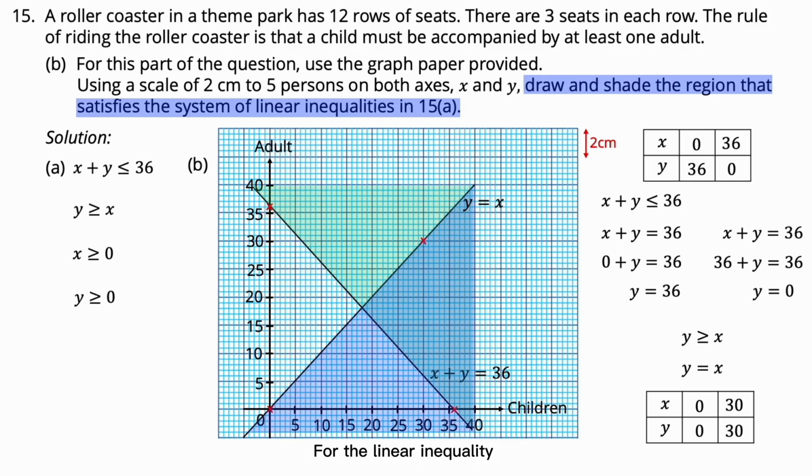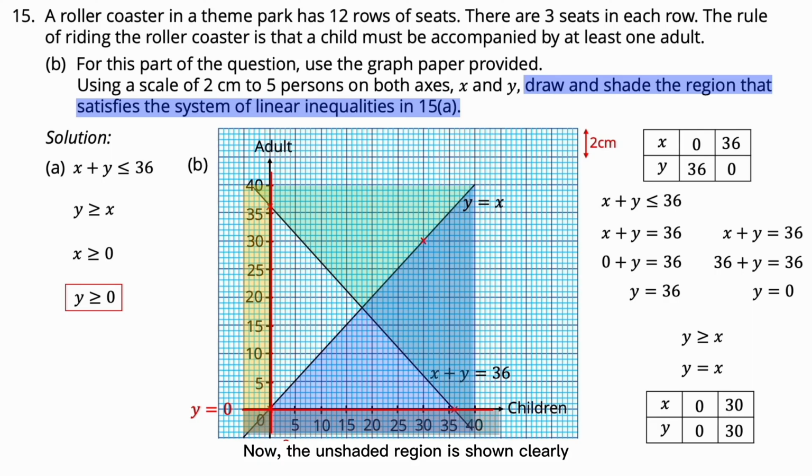For the linear inequality x is greater than or equal to 0, convert it to a linear equation of x equals 0. x equals 0 is a vertical line and it is the line of the y-axis. Draw a solid line on the y-axis and shade the unsatisfied region to the left of the line x equals 0. For the linear inequality y is greater than or equal to 0, convert it to a linear equation of y equals 0. y equals 0 is a horizontal line and it is the line of the x-axis. Draw a solid line on the x-axis and shade the unsatisfied region that is below the straight line y equals 0.